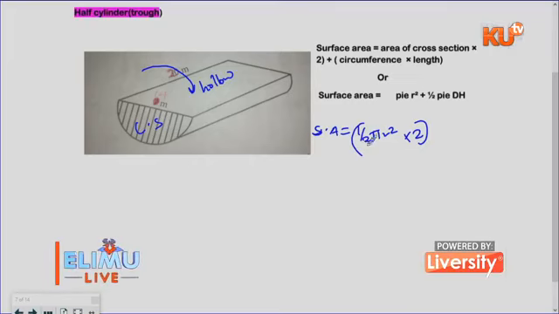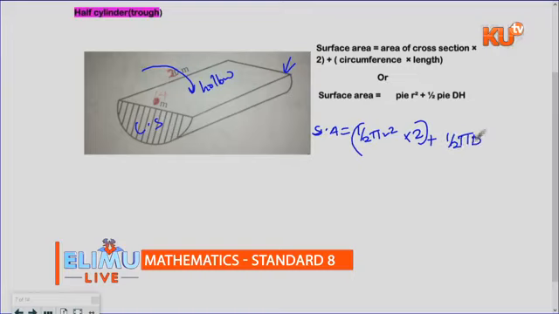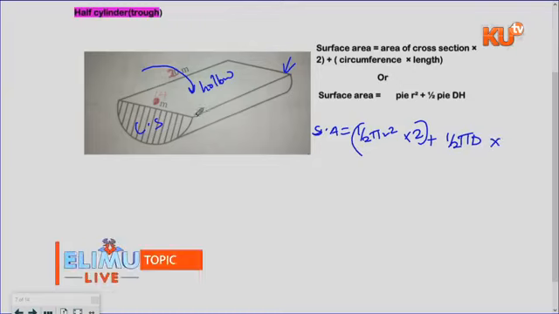So the cross section is half a circle, so we use half pi r squared. Remember, it is the area of the cross section. Then times 2, because there is also another one on the other side. Then plus the circumference times length. Now, the circumference is the circumference of the cross section. So how do you find the circumference? Like I indicated earlier, to find the circumference of a semicircle, you use half pi d, then times length. What is the length? The length is this line here.